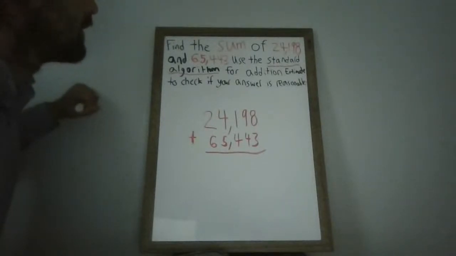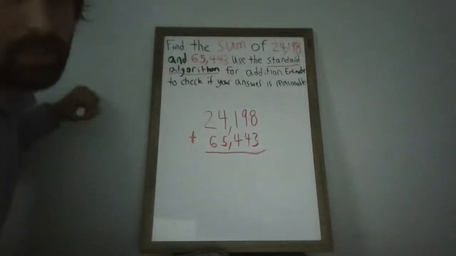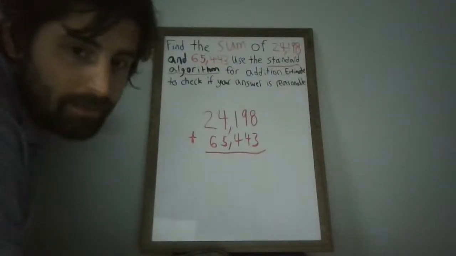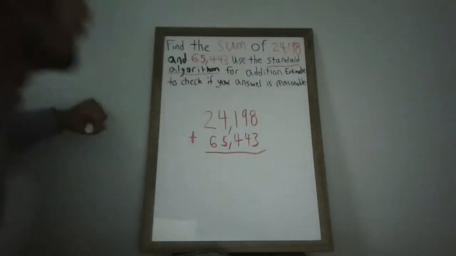Find the sum of 24,198 and 65,443. Use the standard algorithm for addition. Estimate to check if your answer is reasonable. Now, if you're intimidated by all those big scary words, don't worry, because I'm going to explain them.